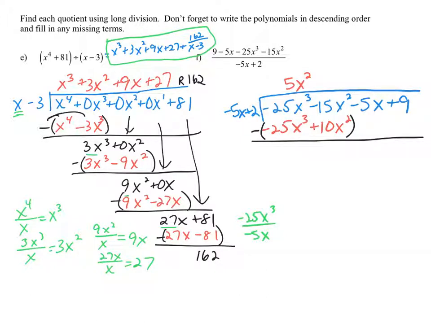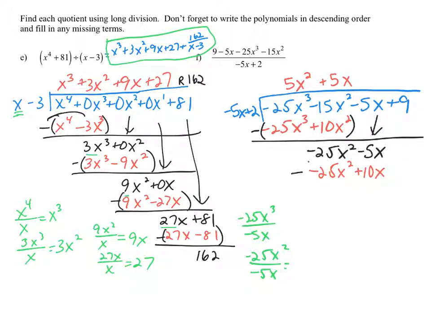And we get negative 25x to the third minus a negative 25x to the third, and that becomes a 0. And the negative 15x squared minus 10x squared is a negative 25x squared, and then bring down the minus 5x. Now taking the first term of negative 25x squared and the first term of negative 5x, when you simplify, negative 25 divided by negative 5 is a positive 5, and x squared divided by x is x. So we're going to multiply 5x times the quantity negative 5x plus 2. 5x times negative 5x is negative 25x squared, and 5x times 2 is plus 10x.